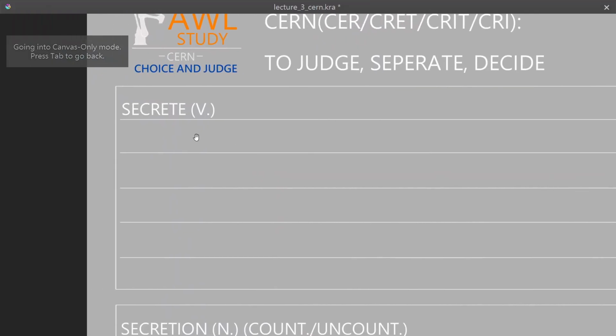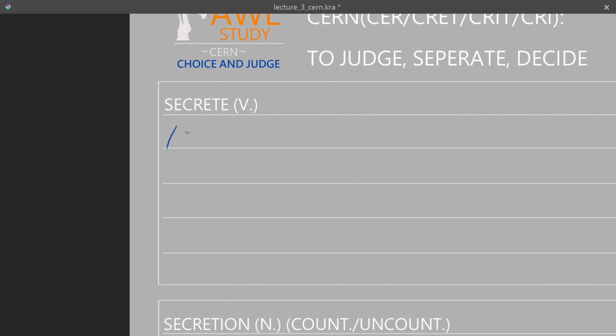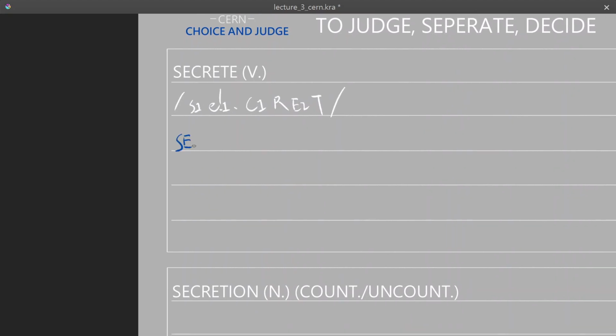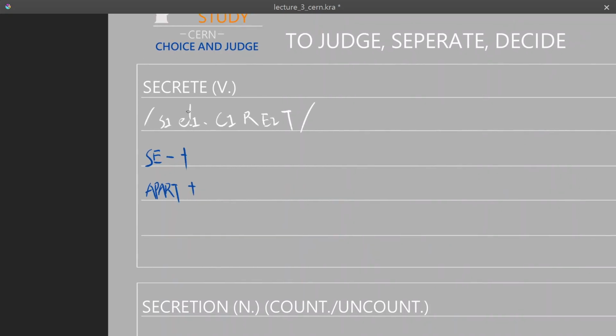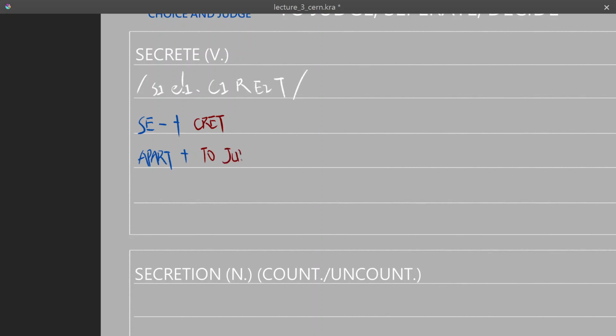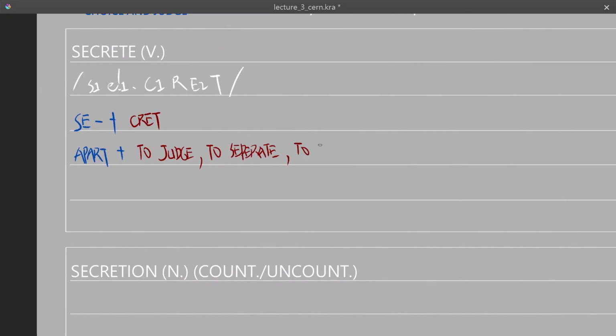Next we have secrete. And we have the prefix, meaning apart, and again the root, meaning to judge, to separate, or to decide.